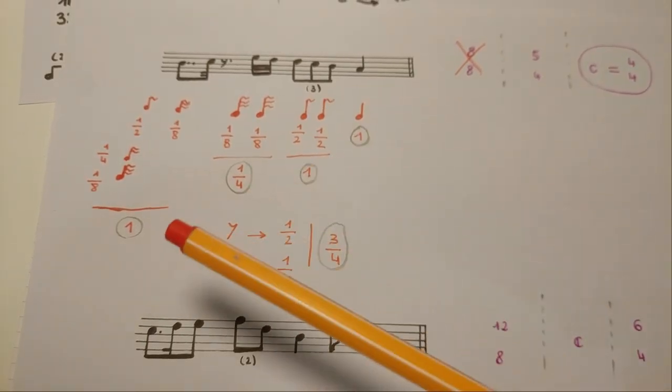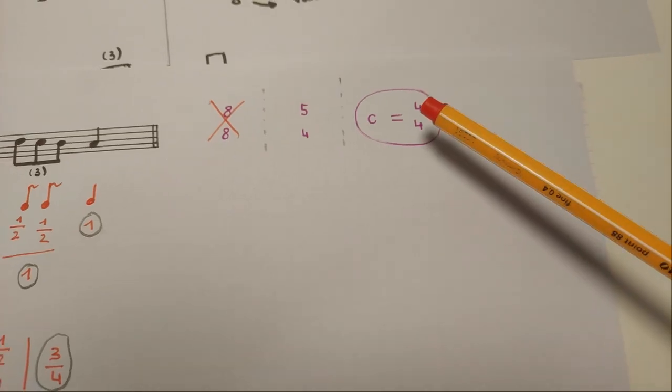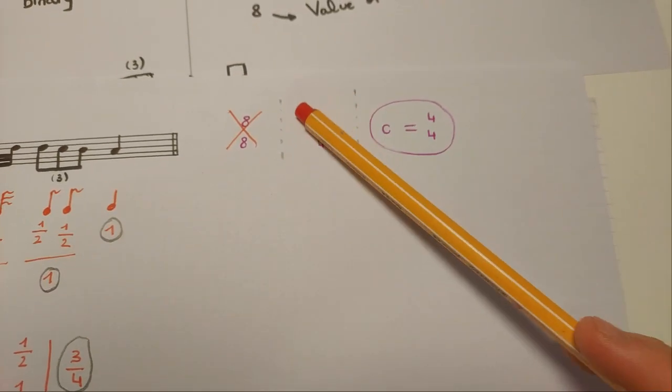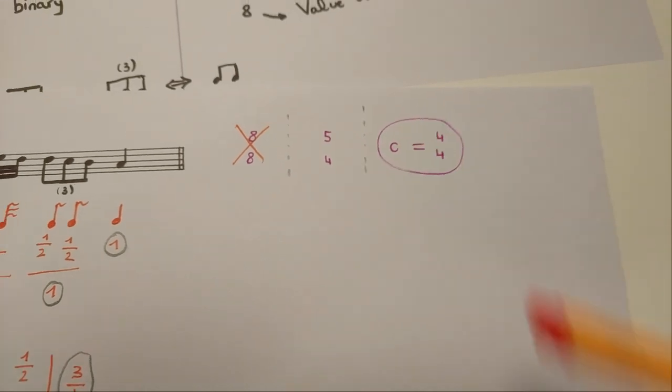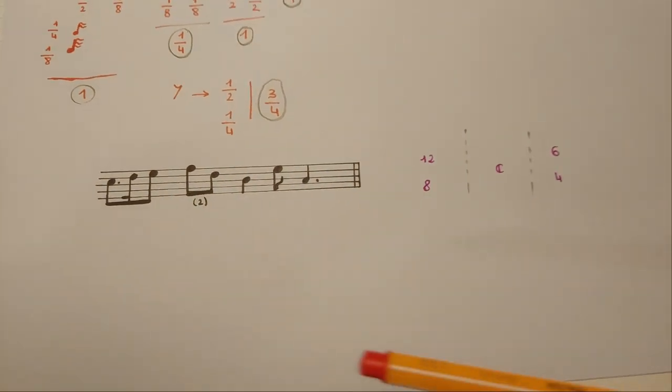So we have 1, 2, 3, 4, which means that the correct answer is the 4/4, because here there's a 5, so it cannot be this one. So the correct answer is C. So now let's move on to the next one.